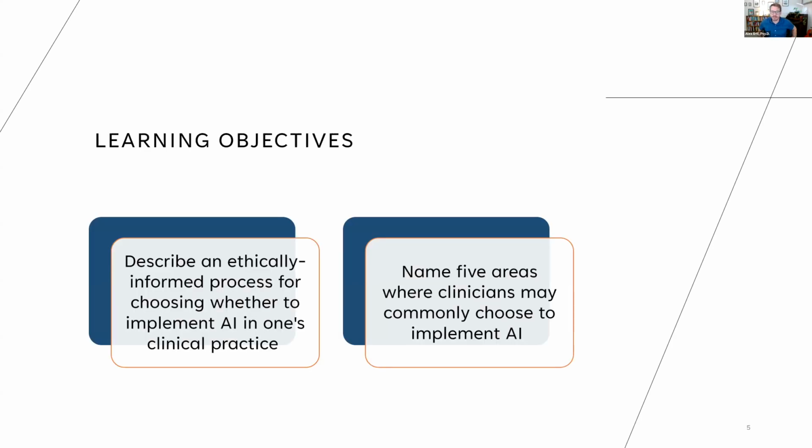We have a couple main learning objectives for today. One, to describe an ethically informed process for choosing whether to implement AI in one's clinical practice or not. And that's going to be a large bulk of this, of looking at an ethical decision-making model. We're going to be learning a lot about one in particular. And then another learning objective is to name 5 areas where clinicians may commonly choose to implement AI. So the second half of this presentation, we're going to take that model that we'll be looking over together and apply it to some more AI-related situations.